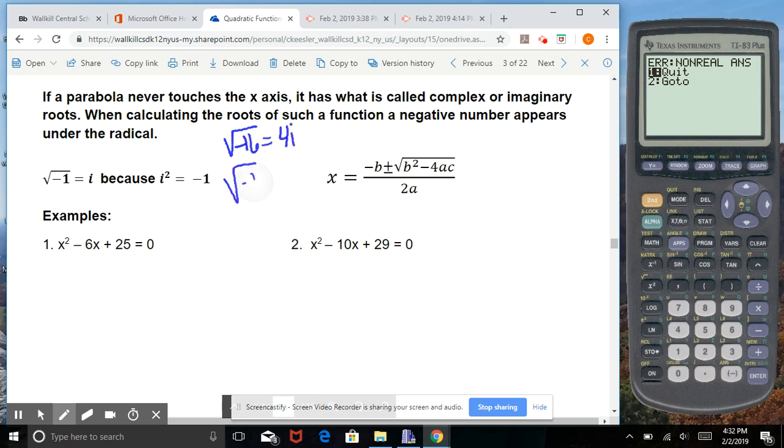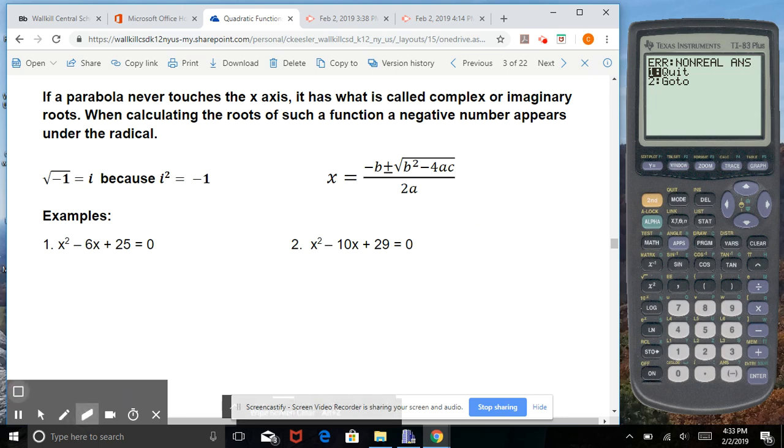The square root of -25 is expressed as 5i. Similarly, the square root of -8 would be the square root of -4 times 2, so that would be written as 2i square root 2. So we're going to use that idea to look at some functions and find their imaginary roots.